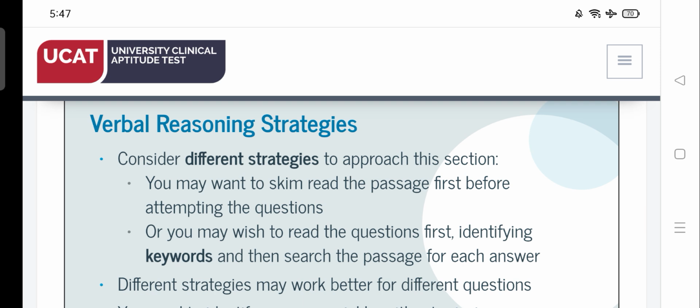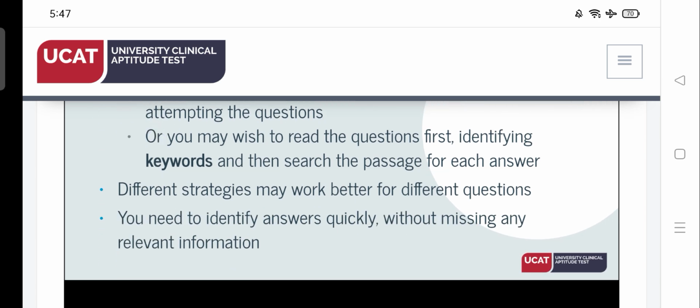So the trick that I have told you is also given there, that you can also use the keywords from the question by reading the question first, and then you can search these keywords in the passage, and then you can find your right option there. This one will also be a less time consuming strategy to solve your question.